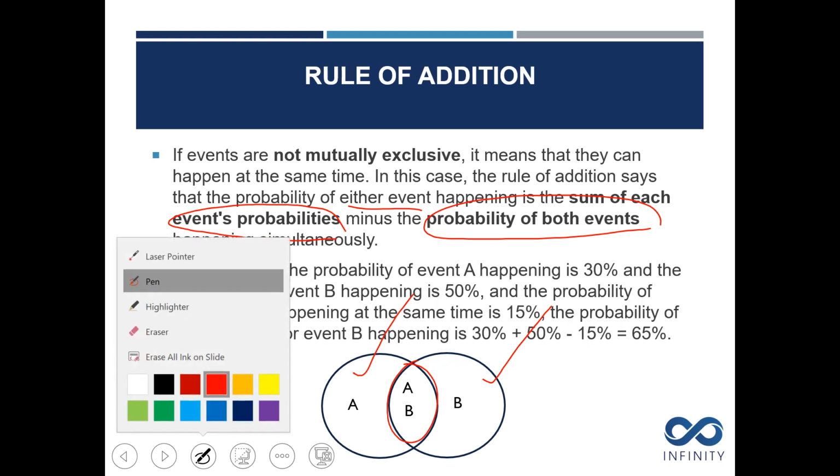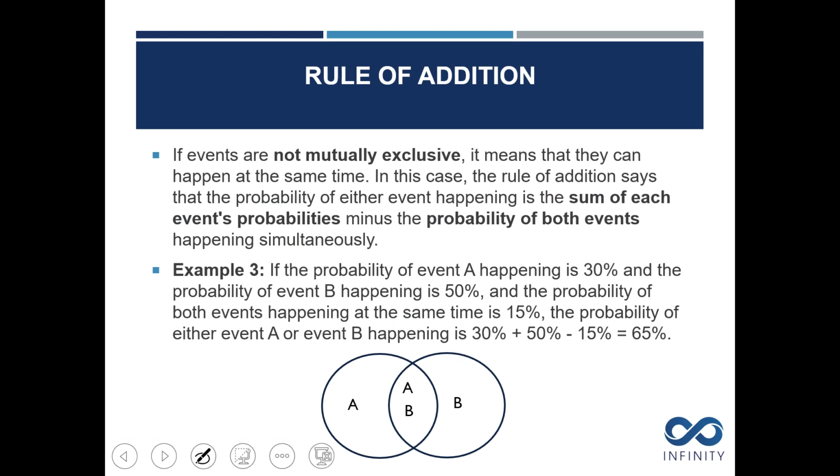Here you have the example. If the probability of event A happening is 30%, the probability of event B happening is 50%, and the probability of both events happening at the same time is 15%, then the probability of either event A or B happening is 30 plus 50 minus 15, or we can say there is a 65% chance that either A or B or both can happen.